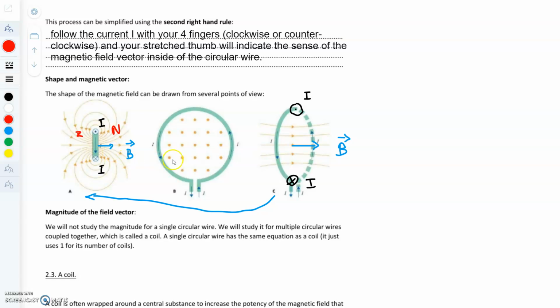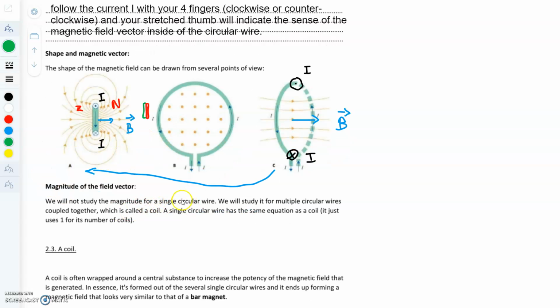In essence, this circular ring behaves like a North Pole on one side and a South Pole on the other. And this is with the current going like this, in this situation, coming out of the page at the top and into the bottom. Should you turn the current in the other direction, should you switch the polarity, of course, the polarity of your magnet will also change in this situation.